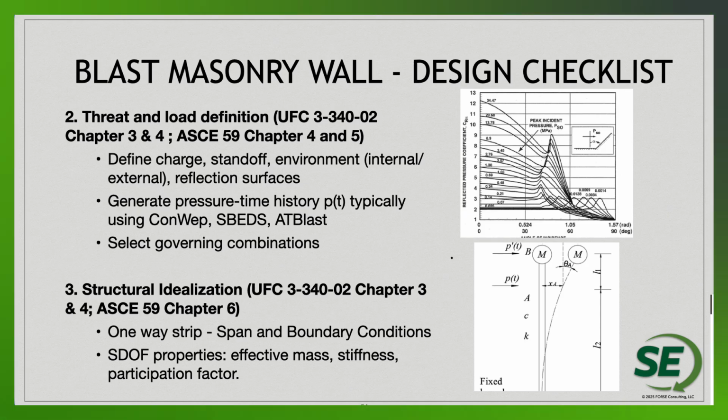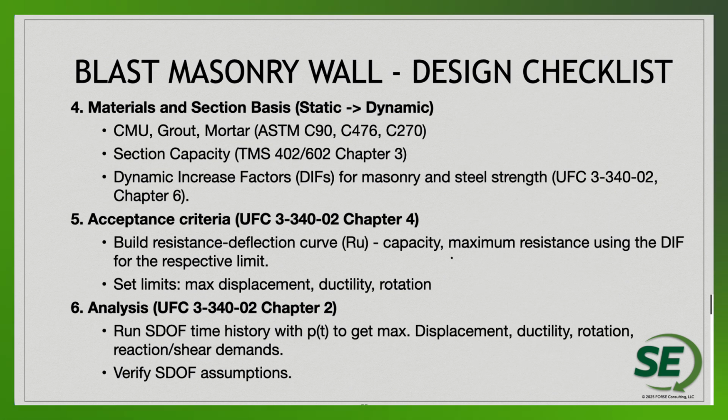Then idealize the wall as a one-way strip. Determine effective mass, stiffness, and participation factor. Next, incorporate materials and dynamic effects, DIF, DLF, all the needed parameters to actually perform the analysis. Material properties come from ASTM standards and TMS 402-602 capacity equations. We build a resistance deflection curve, which is the main aim of this SDOF model. And after applying the dynamic increase factors, we run the SDOF time history to get displacement and rotation. So then we confirm that the wall stays within the required ductility and rotation limits.